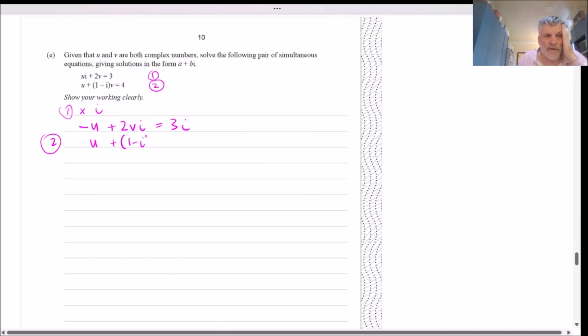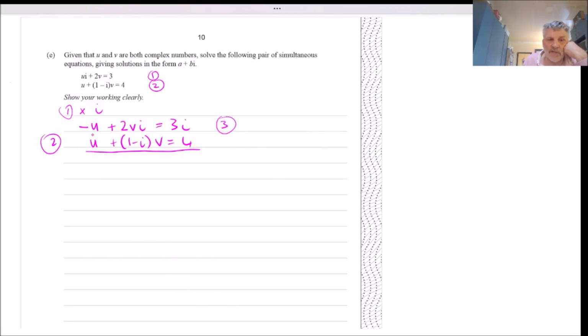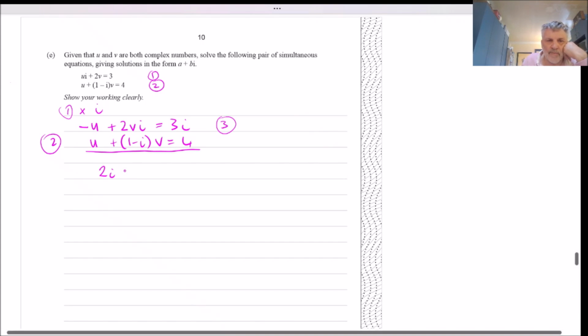And the beauty of that is that if we add this new equation, which we'll call 3 perhaps, then the u's will cancel each other out. We'll eliminate them. So this is the elimination method for solving. So over here we're going to get 2i plus 1 minus i times v is equal to 3i plus 4. Just adding the two equations together, there's no u's. So that means v is equal to 4 plus 3i over 1 plus i.